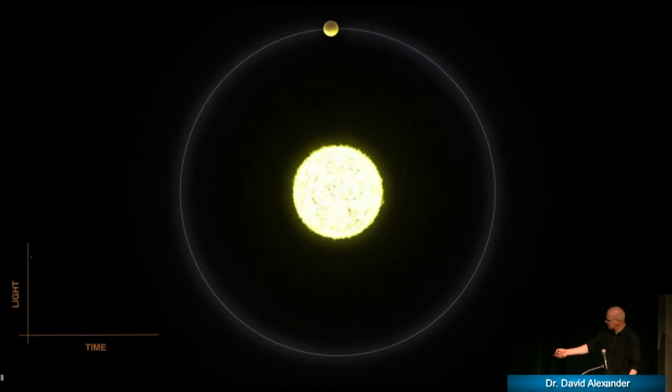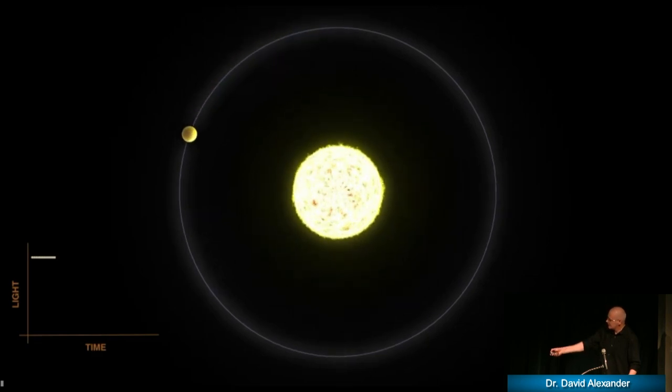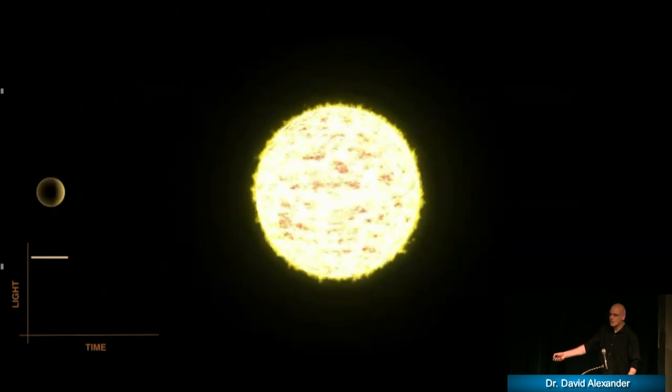And so what happens is you get a diminishing of the light. And of course this happens every orbit.